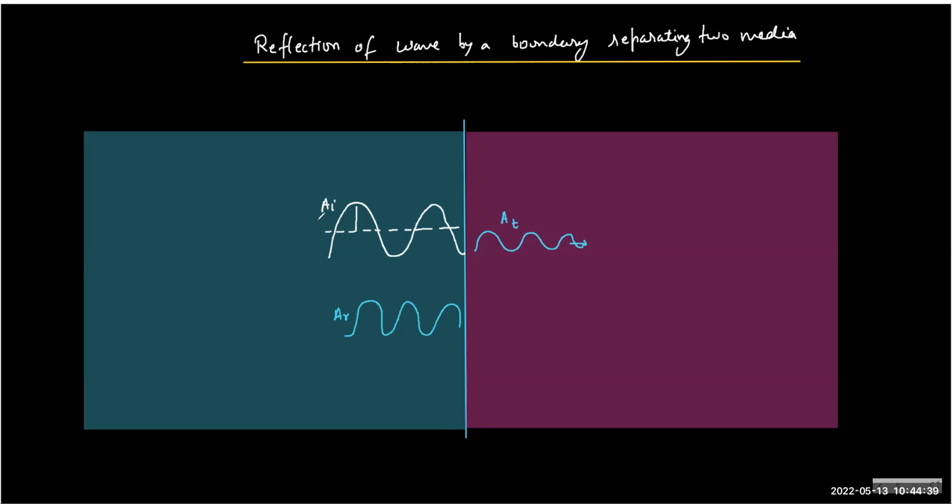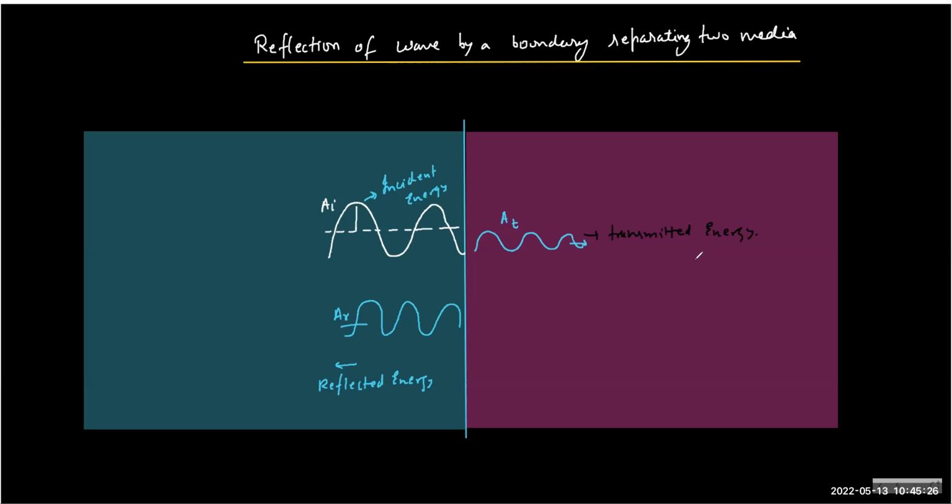So if you think of the wave as the incident energy, this is the incident energy, then this will be the reflected energy, and this is your transmitted energy. Is this clear? Yes.